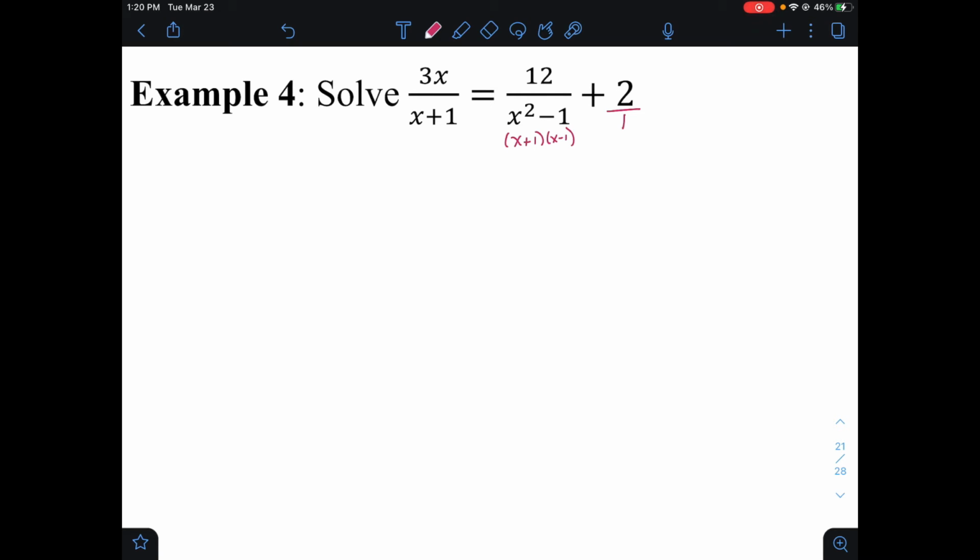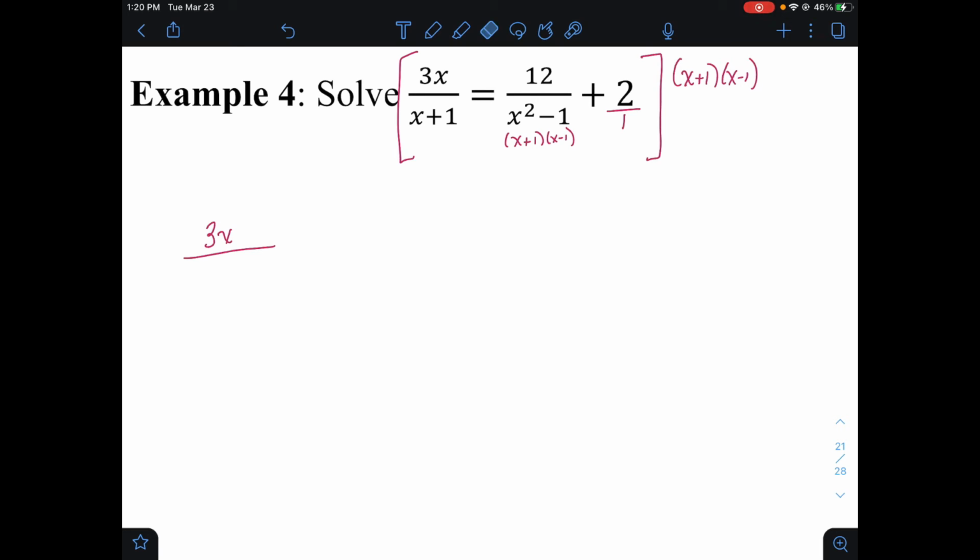So what I'm going to do is multiply the entire expression by x plus 1, x minus 1. Okay, so that means every single thing. So both sides, every term. Here we go. So if I do that, my 3x is still here in the numerator. I already had an x plus 1 in the denominator.